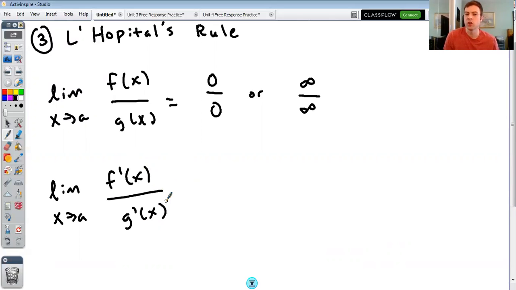Be prepared for this to show up in a lot of different ways. Everybody loves L'Hopital's rule. Make sure when you see it on a free response that you show the indeterminate form and state that you're using L'Hopital's rule, and then do it. Have some fun with it and get excited if it shows up this year on the AP exam.